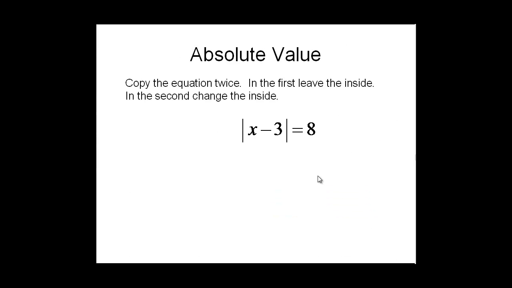Okay, absolute values. In section 8, we deal with those. You copy this equation 2 times. You throw away the absolute value. One, you copy it exactly. So it's x minus 3 equals 8. And you leave what's on the inside. Then the second time you copy it, you change what's on the inside. Negative x plus 3 is equal to 8.